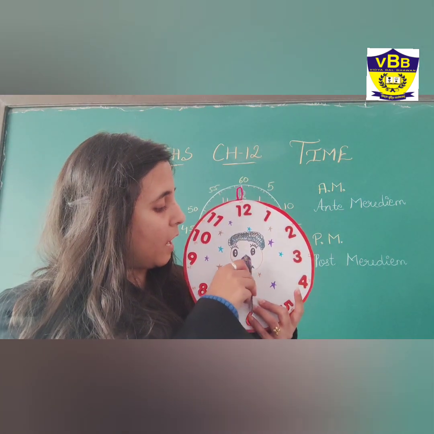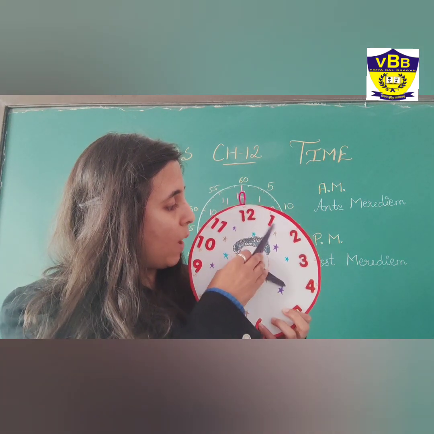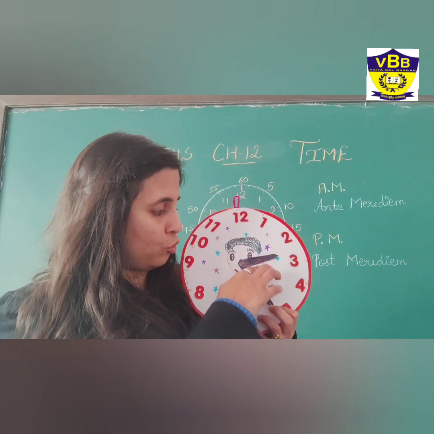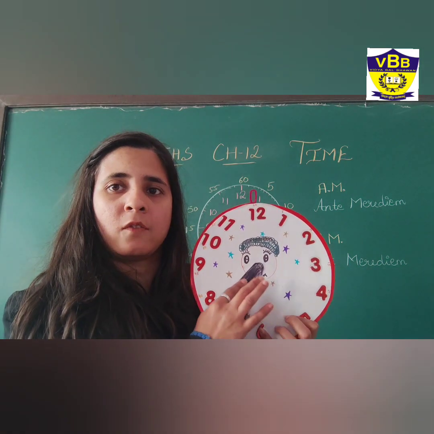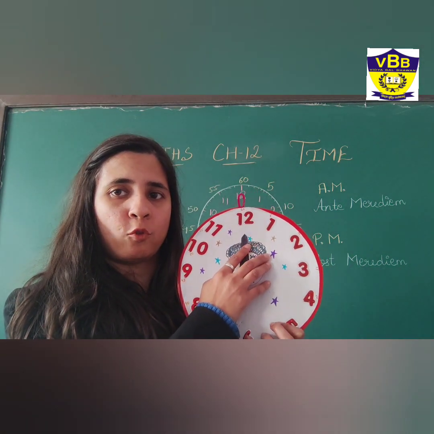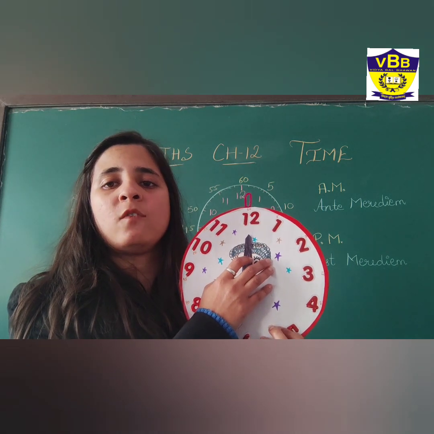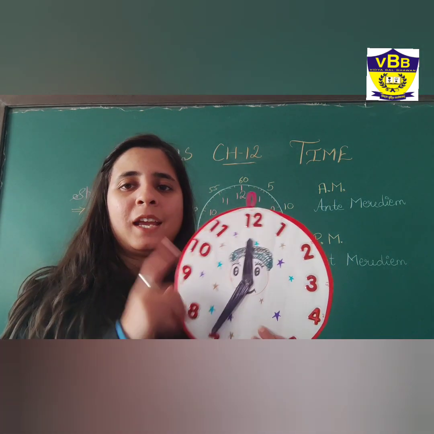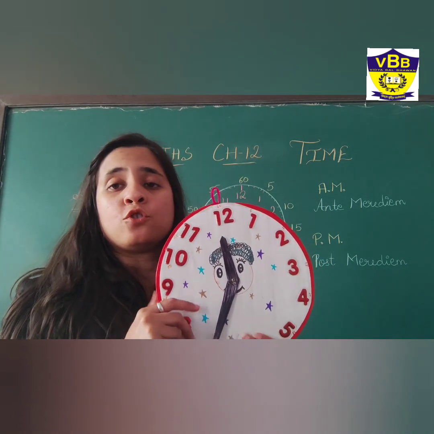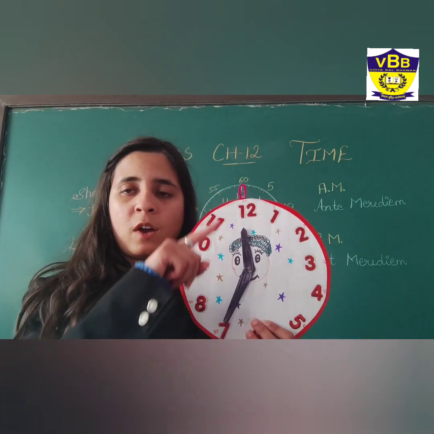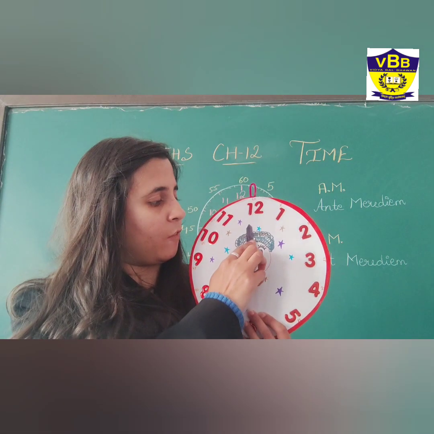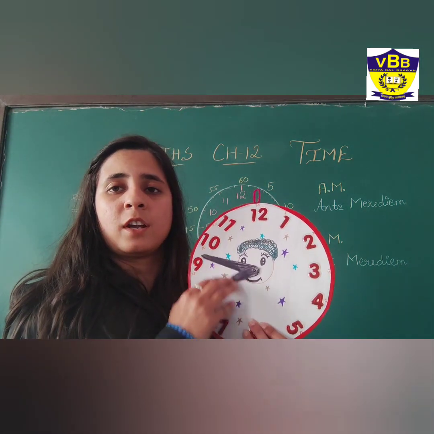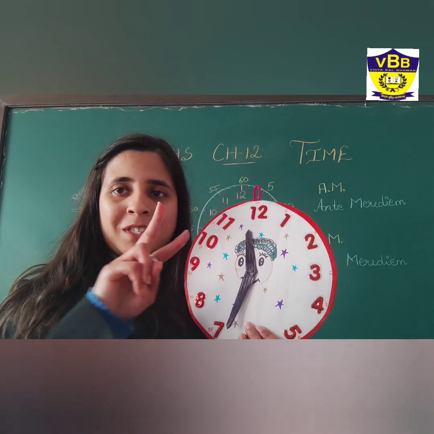So when our hour hand covers one full round from 12 to 12, that means it is taking 12 hours. And you all know that in one day there are 24 hours. So to cover one full day, the hour hand revolves around the clock twice. Hour hand revolves around the clock 2 times.